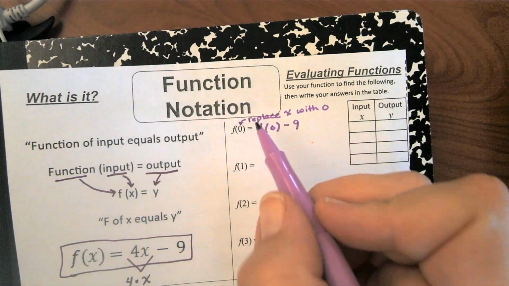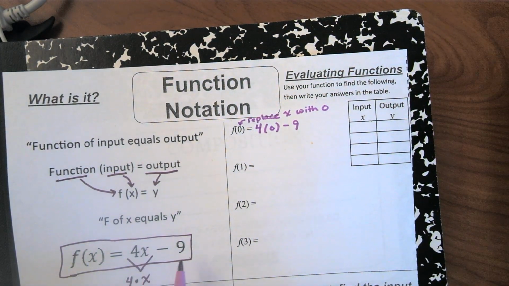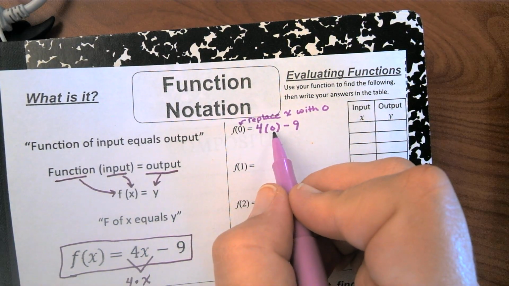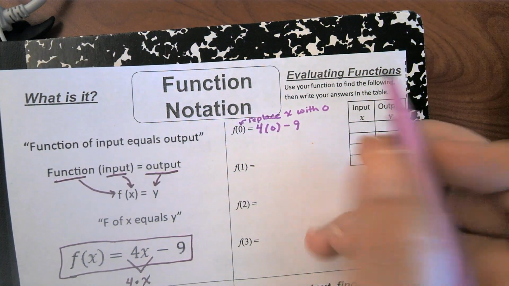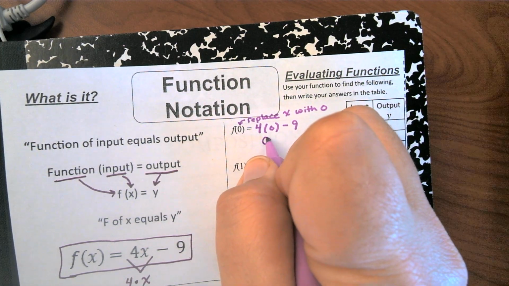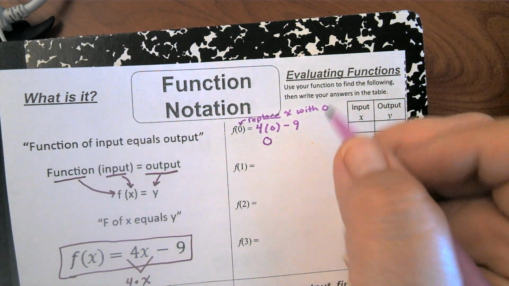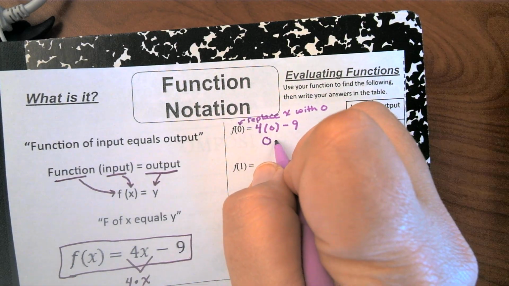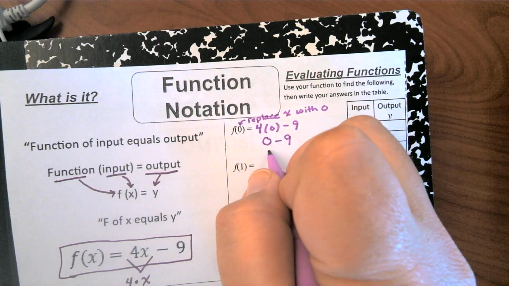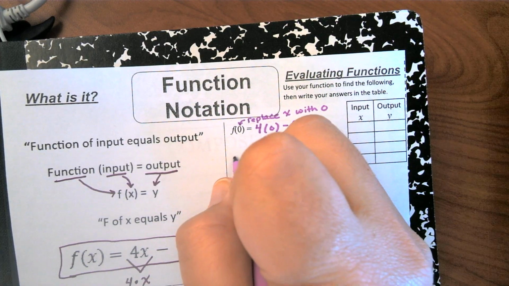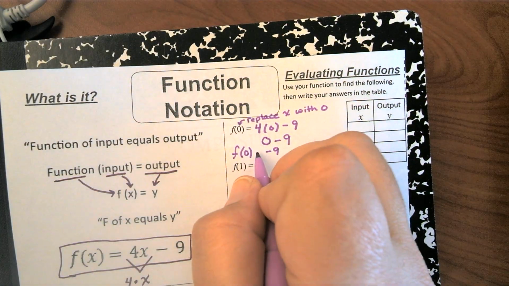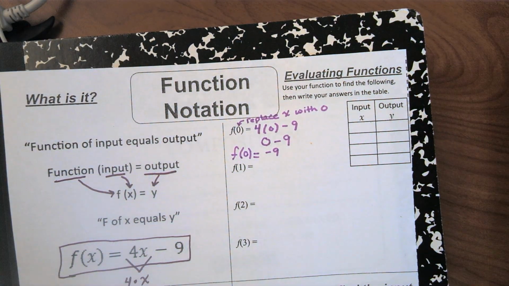What that means is I'm going to take this function, which was like the shell function, 4 times my input minus 9, and I'm going to put 0 in for the input. Then I'm going to calculate what that actually is. So what is 4 times 0? Well, that's 0, because 0 times anything is 0. And then I have to subtract 9. So 0 minus 9 is negative 9. So when I put a 0 into the f function, out comes a negative 9.